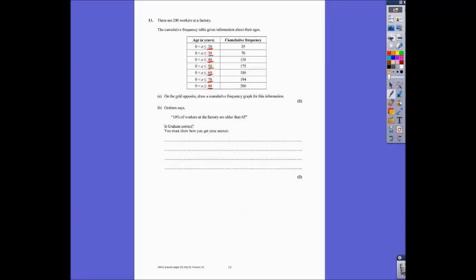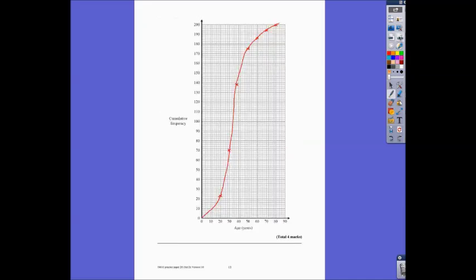Part B, it says Graham says that 10% of the workers are older than 65. Is he correct? Well, there are 200 workers, so 10% of 200 equals 20. So if he's correct, then there should be 20 people that are older than 65. If we go back to our graph, if we go to 65, which is just here, so right in the middle, and we follow that up, again use a ruler, be as accurate as you possibly can, that gets us to 190. So that means there are 190 people that are 65 or less.